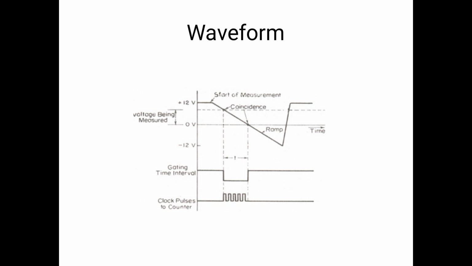At that particular time we can easily find out the unknown voltage. The timing interval between the pulses is nothing but the gating time interval t. Finally we can measure the unknown voltage with the help of these clock pulses. This type of DVM is known as the ramp type DVM.